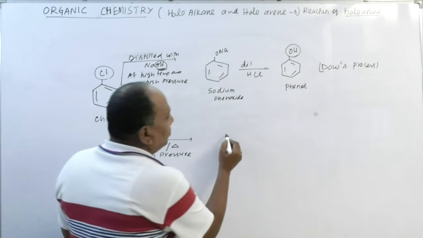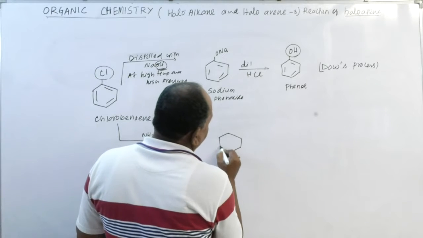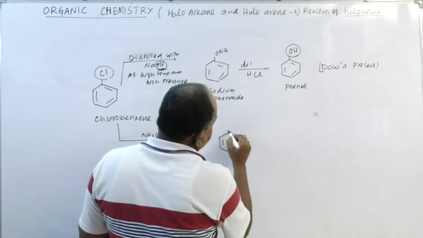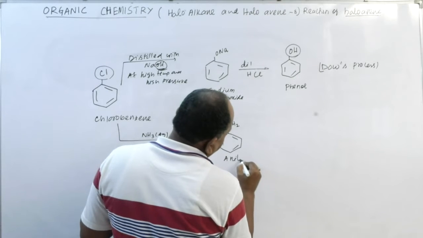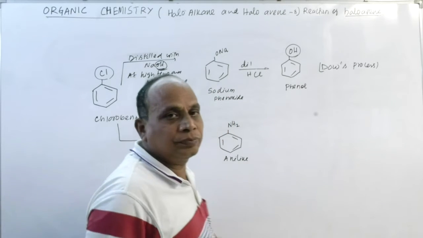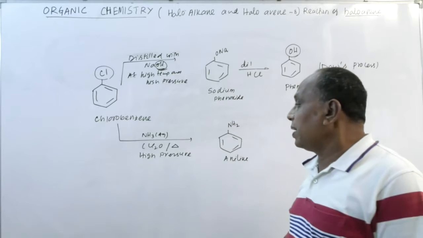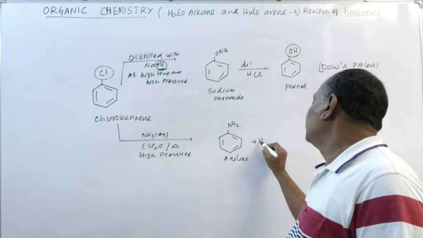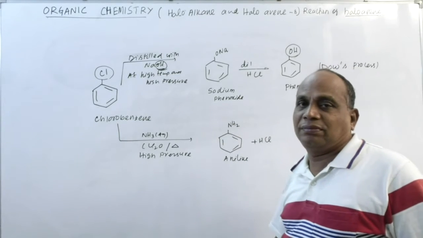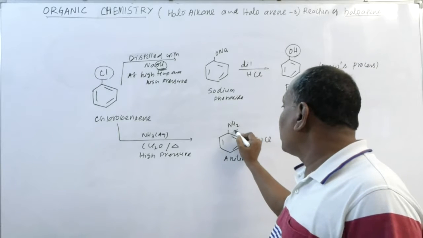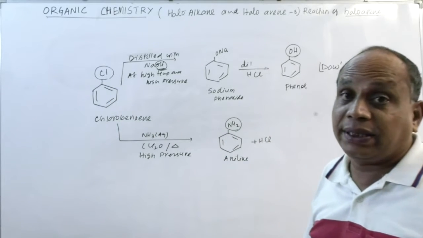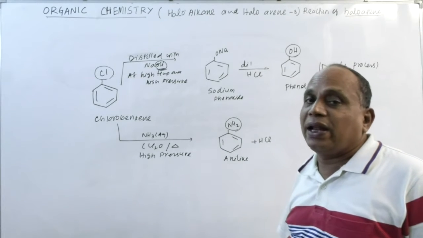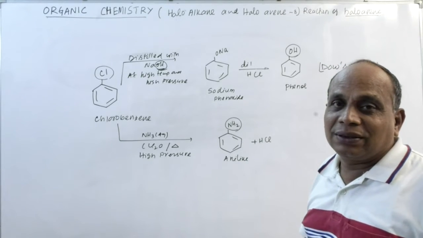So this will form aniline, plus HCl. This is also one type of nucleophilic substitution reaction. The chlorine atom of chlorobenzene is substituted by the nucleophile NH2 minus.